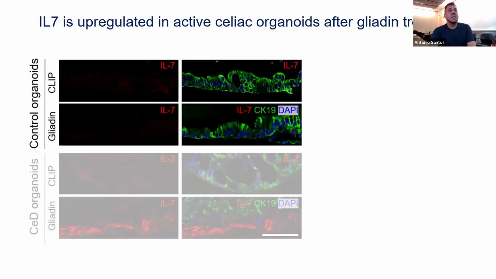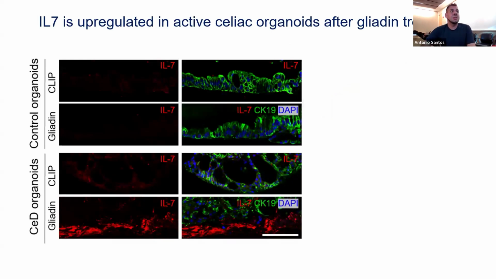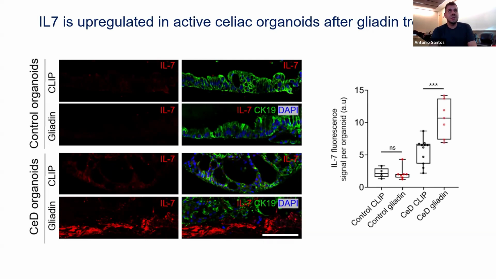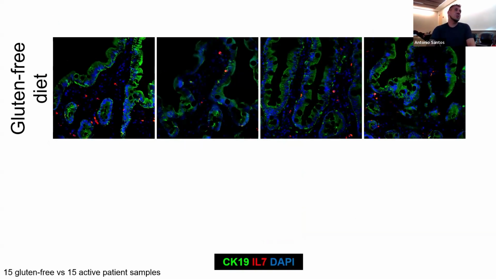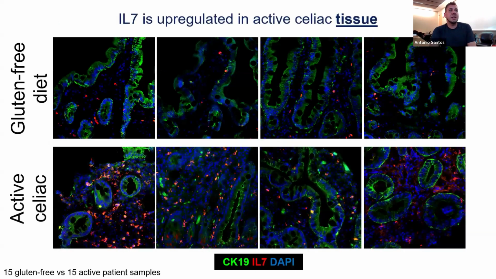And I confirmed that by microscopy: gluten induces the organoids to start making more IL-7 as compared to non-celiac controls. This is the quantification of that. And then when I look at the actual tissue, not the organoids, of people that stopped eating gluten versus people that are still eating gluten, you can see the interleukin-7, my discovery, in red. People that are still eating gluten have a lot more of this pro-inflammatory protein as compared to people that stopped eating gluten.